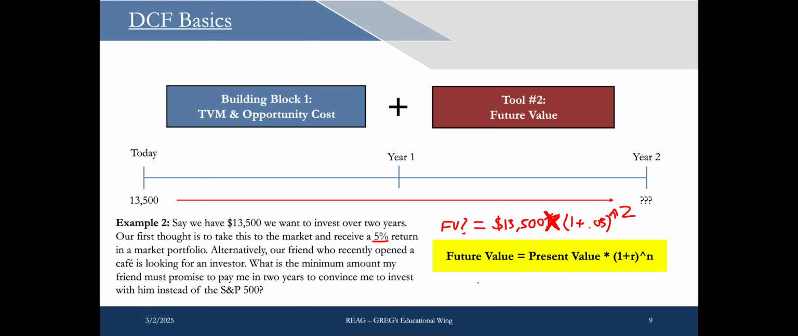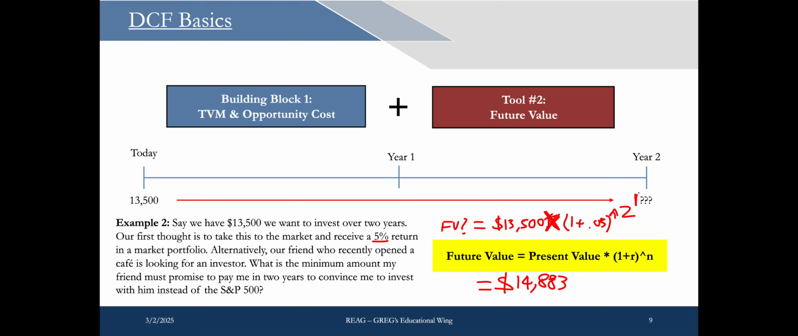All right, so your multiplication is okay. I see where the mistake was. 13,500 times one plus 0.05, raised to the second power. That's going to equal $14,883.